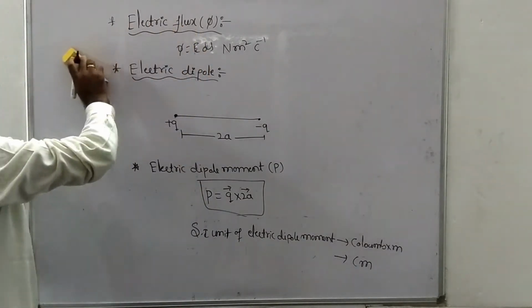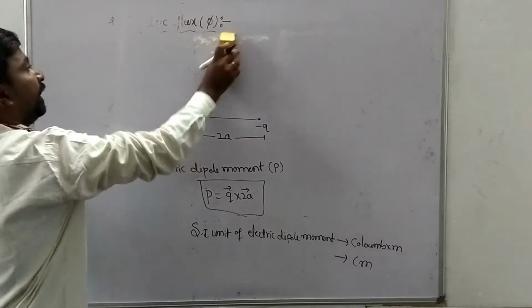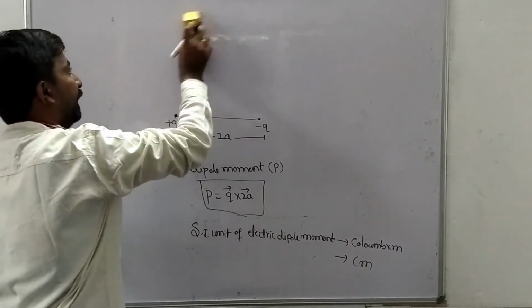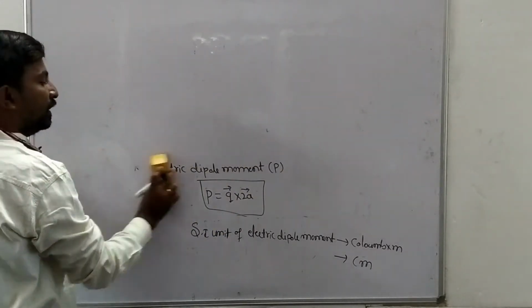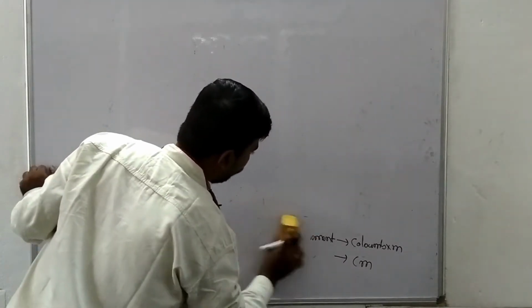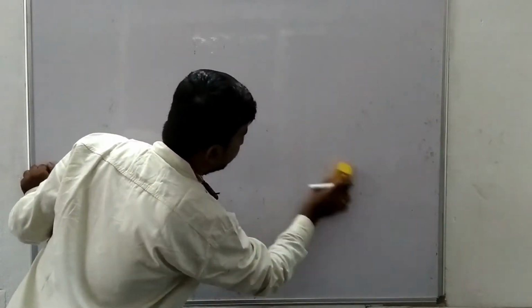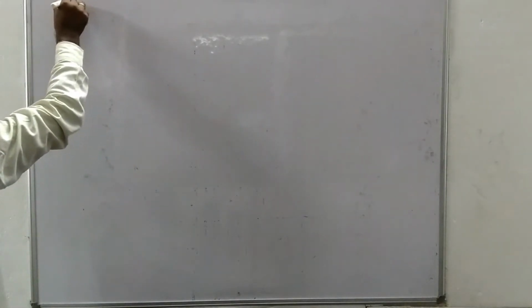So next, very important for 5 marks derivations, electric field at a point on the dipole axis, very important for 5 marks.